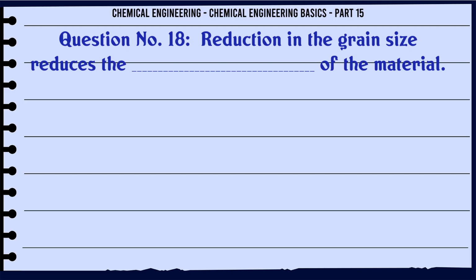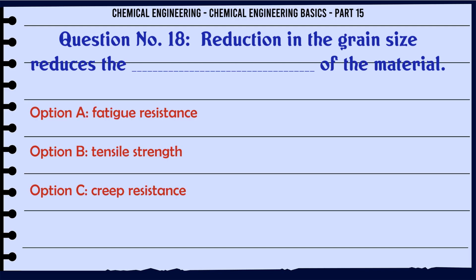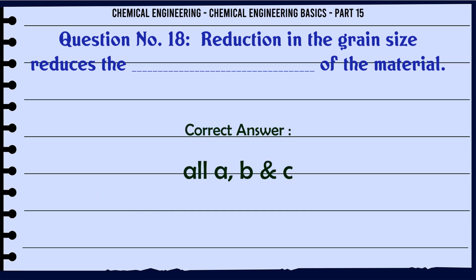Reduction in the grain size reduces the ___ of the material. A. Fatigue resistance. B. Tensile strength. C. Creep resistance. D. All ABC. The correct answer is all ABC.